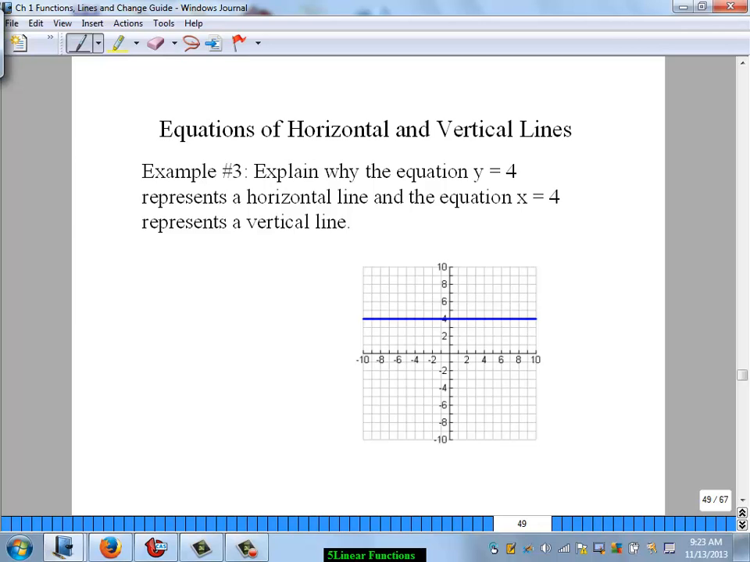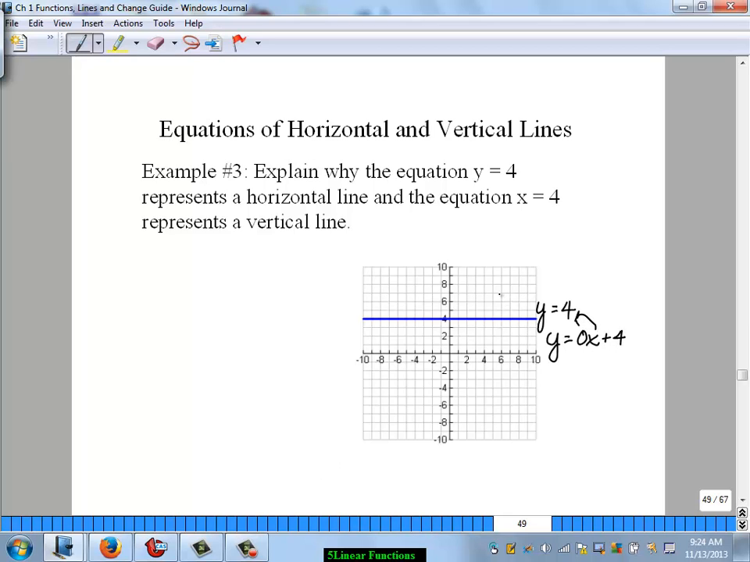Now let's talk about horizontal and vertical lines. And again, what I told you, here's a horizontal line. This is crossing here. This is y equals 4, and the slope is 0. You could really write this as y equals 0x plus 4, because the slope is 0, but notice we don't write it that way. We write it like this.